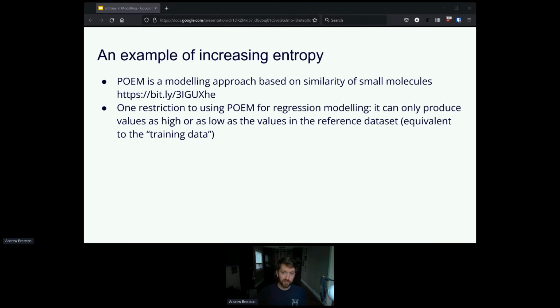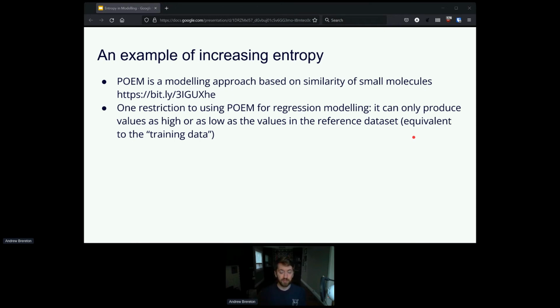But POEM itself is, and I'm not going to go into this in this presentation unless you guys have questions later, really designed around this notion of increasing entropy deliberately and throwing out information, and that's how you get your prediction. And without going into that in too much detail, this ends up creating a restriction when you're using POEM for regression. The restriction is that it can only produce a prediction that's as high or as low as the highest or the lowest value in the reference data set, which is equivalent to the training data.